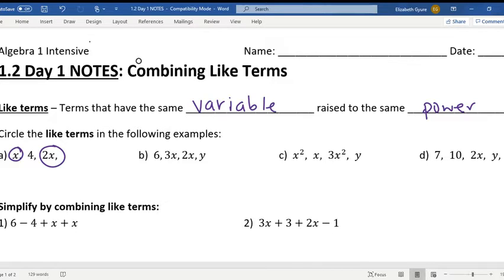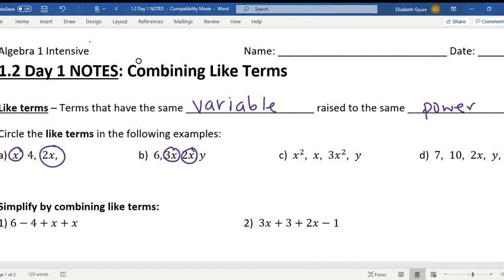Good, so then part B, we have 6, 3x, 2x, and y. Where are some like terms in that one? 3x and 2x, right? The 6 is no good because there's no x on it. And isn't y a completely different variable? Yeah. All right, now we have x squared, x, and 3x squared, and y.